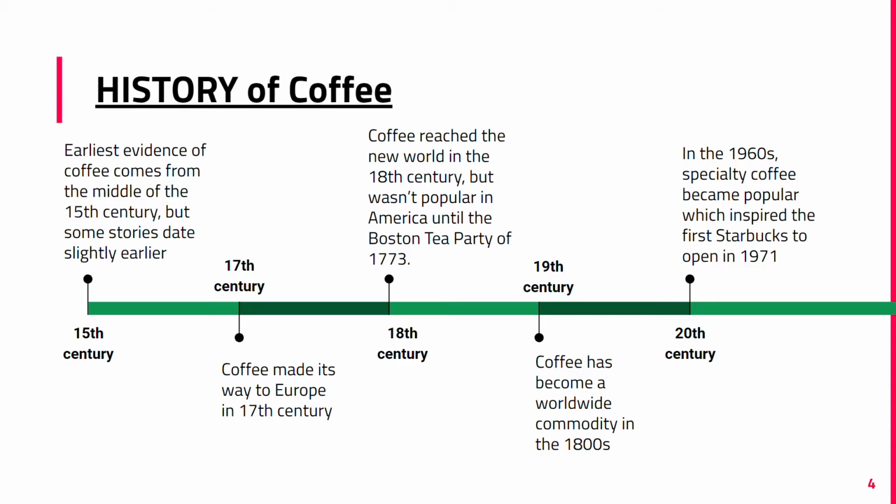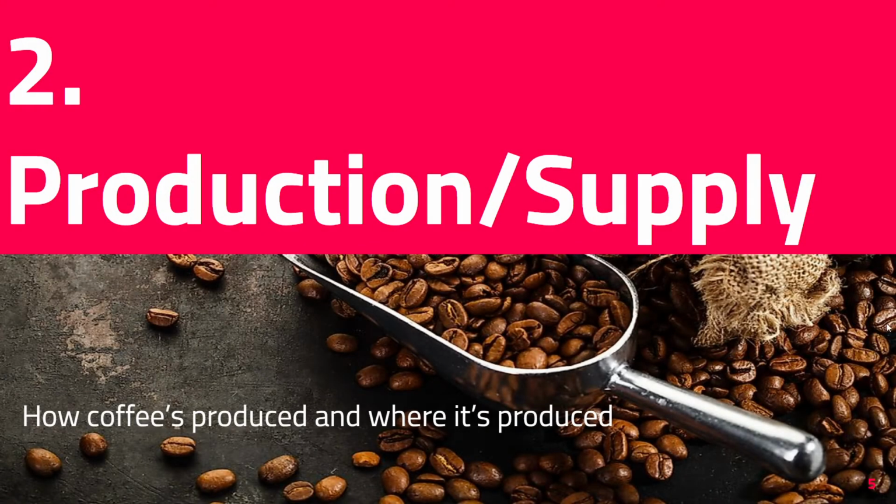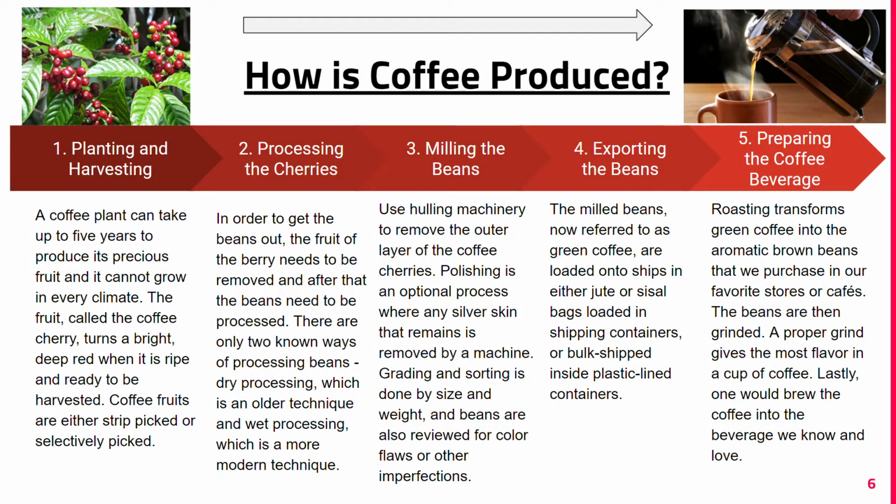Now let's look at the production and supply of coffee, specifically how coffee is produced and where it's produced. First, we have 5 steps in the whole production of coffee from beans to the beverage we know and love. First, in regards to planting and harvesting, a coffee plant can take up to 5 years, typically 3 to 4 years, to produce its precious fruit, and it cannot grow in every climate.